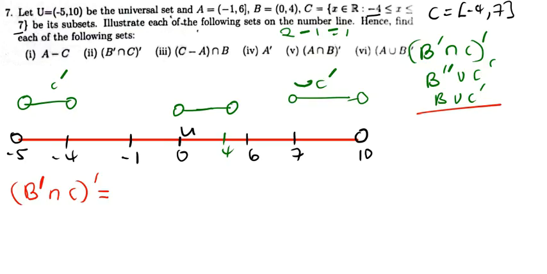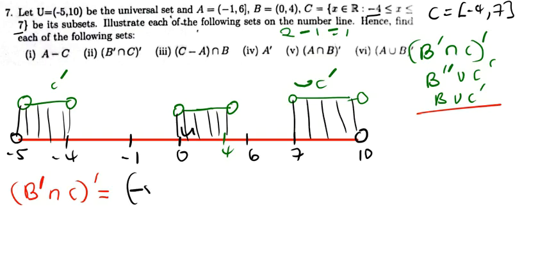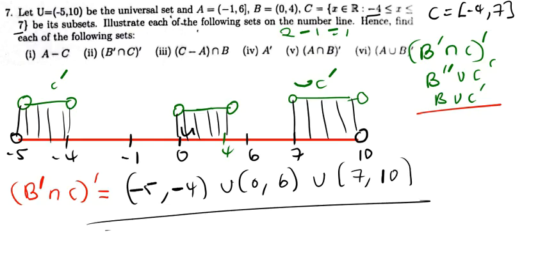Okay. We are talking about union. So union, we want everything here. Then when we reach here, we'll jump, getting this part. When we reach there, we'll jump, getting that part. So then it will be -5 all the way to -4, not included, union 0 all the way to 6, not included, union 7 all the way to 10, not included. That's the answer. Unless you have got a question.